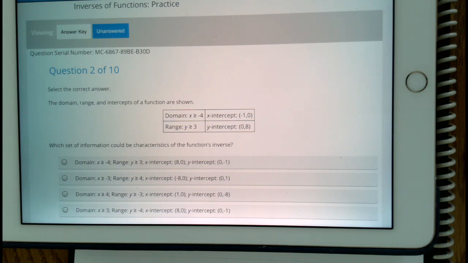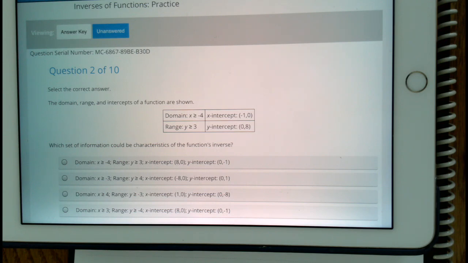So the domain of the inverse is now x is greater than or equal to 3, and the range of the inverse is y is greater than or equal to -4. So if we take a look at that, see if we can narrow down any of our answers here.